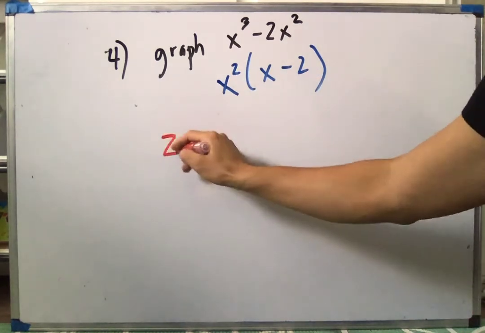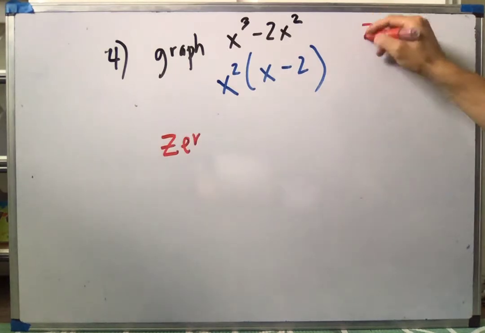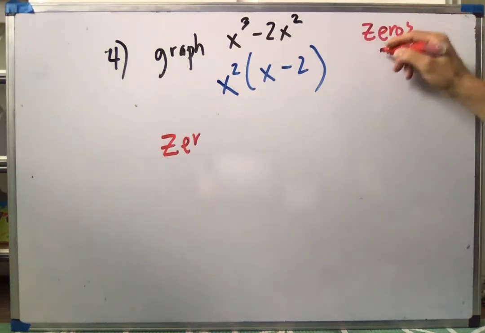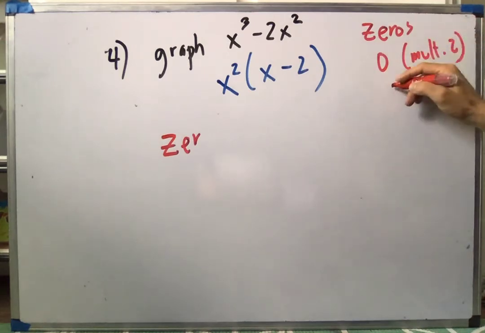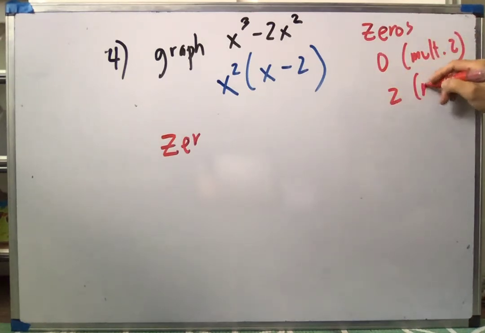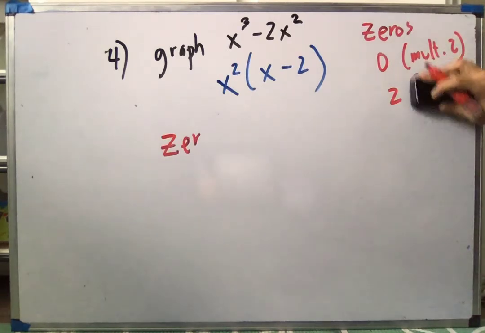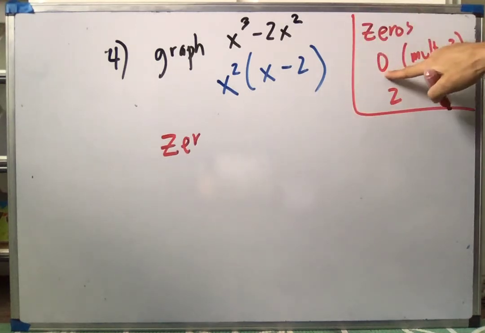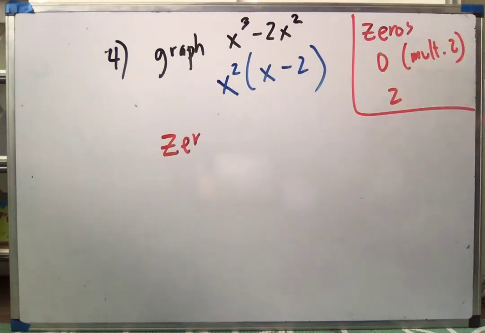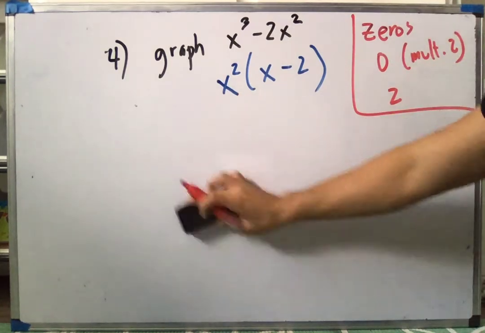So let's in fact write that out. Zeros are, well, let's write it on the top right corner like we usually do. Zeros are 0 with multiplicity 2 and 2 with multiplicity 1. If it's multiplicity 1, I'm not going to say anything, I'm just going to write it out. So I have basically 3 zeros: two zeros where it's 0 and one zero when it's 2. The zero is 0 with multiplicity 2 and 2 with multiplicity 1. Okay, that was the first step.